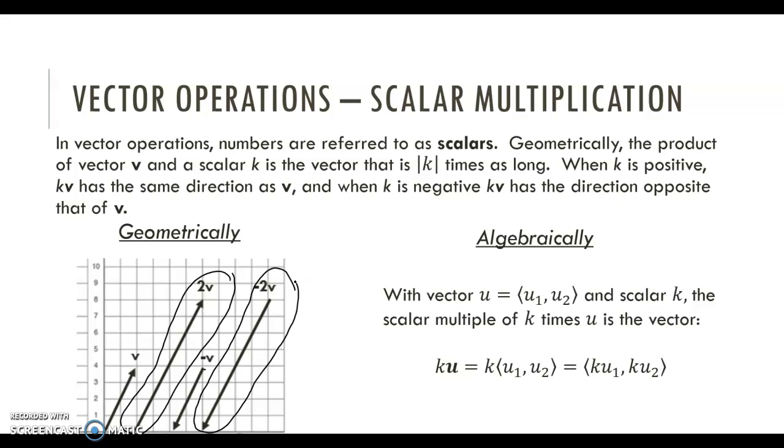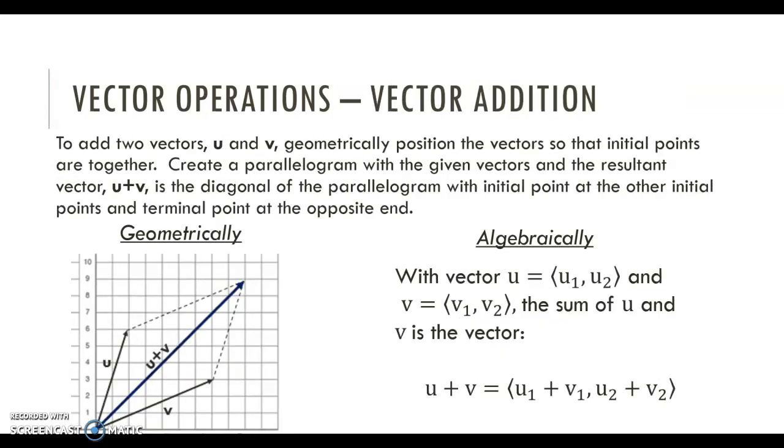So if you have a vector u in its component form and a scalar k, that k essentially gets distributed to both parts of the component form to create your new vector. Let's also look then at vector addition. If we're adding two vectors, u and v, in order to add them geometrically, you're going to position the vectors so that the initial points are together. You're going to create a parallelogram with the two vectors.